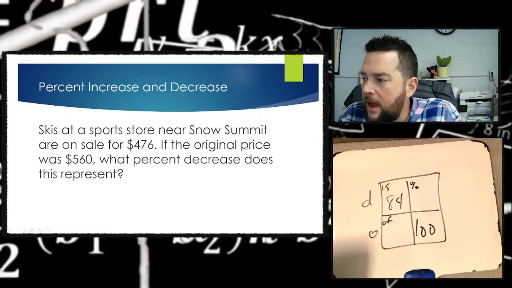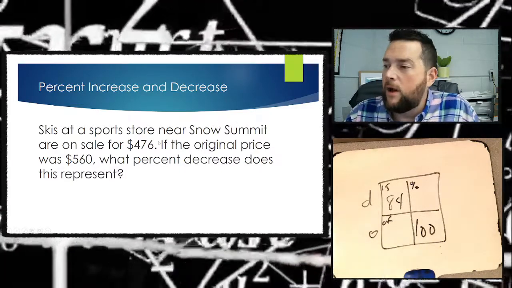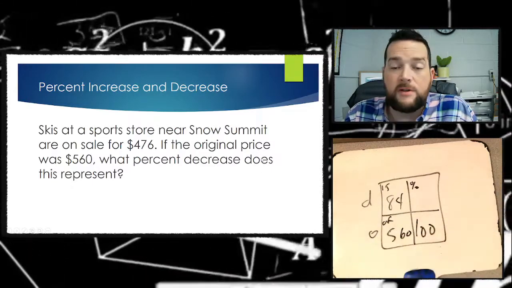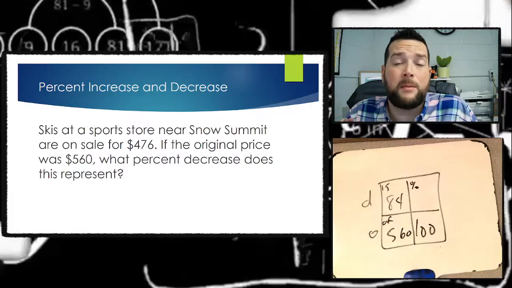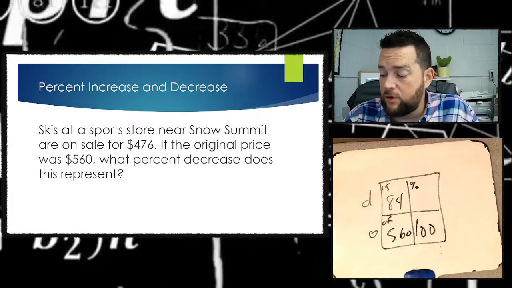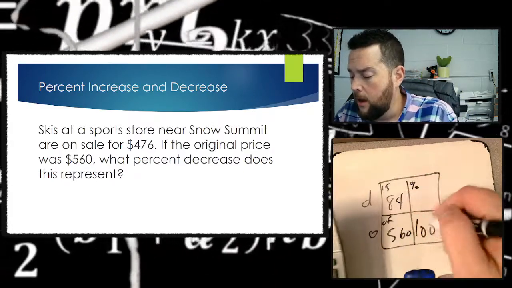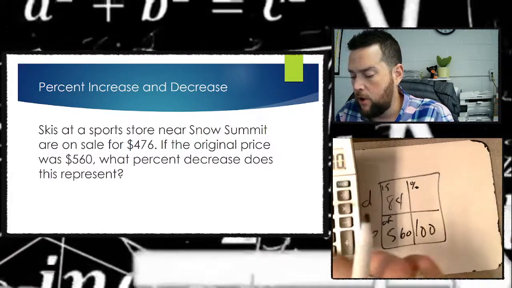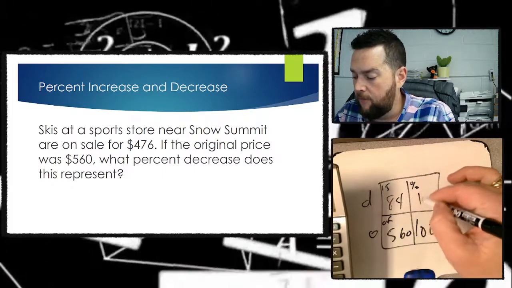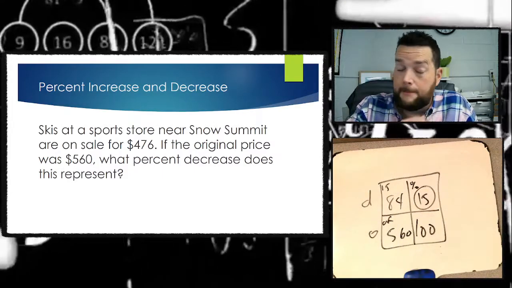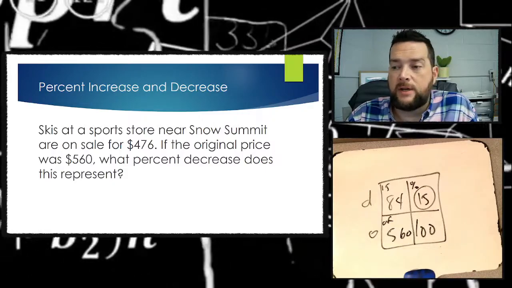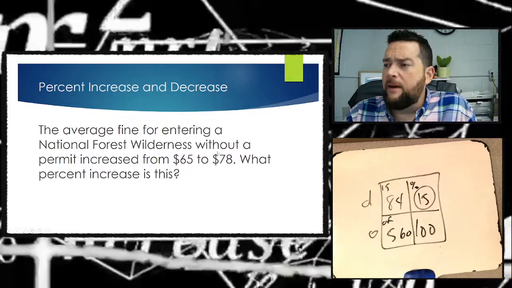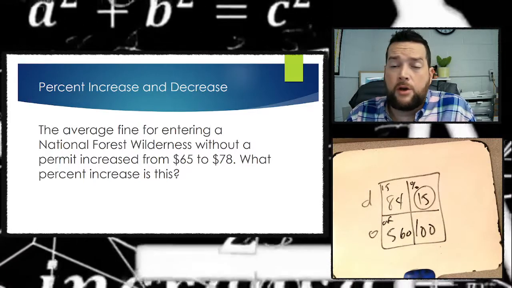And then the original amount. Well, this problem gave it away, it's like a dead giveaway. If the original price was 560, the original is 560. We really don't even have to think much inside this problem. We just know it's 560. So we have 84 multiplied by 100, and then we divide that by the third number, 560, and we get 15%. That's a 15% decrease. All right, let's try one more. Maybe two more.